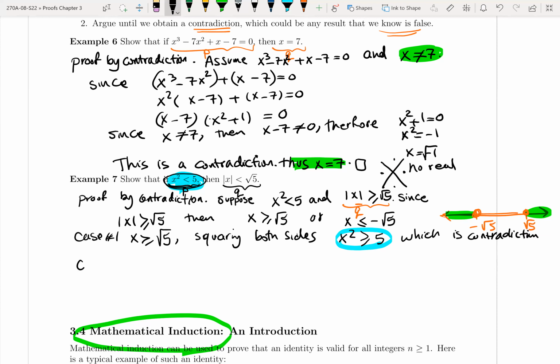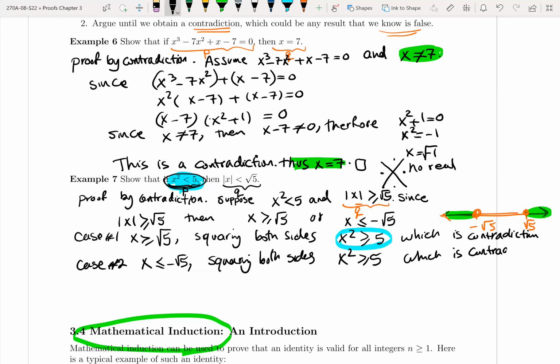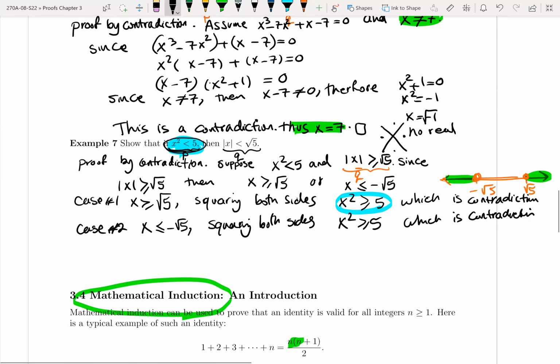And then same thing, case number 2, let's say x is less than or equal to negative rad5. Squaring both sides, so then x squared is bigger than or equal to 5. We don't have any problem with this fact.